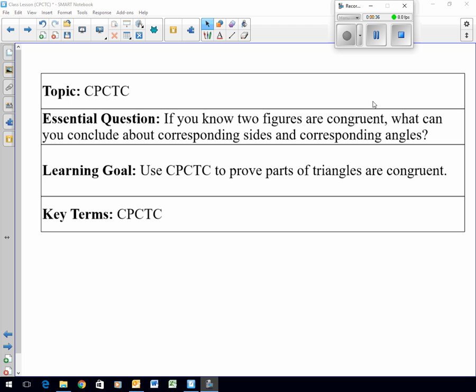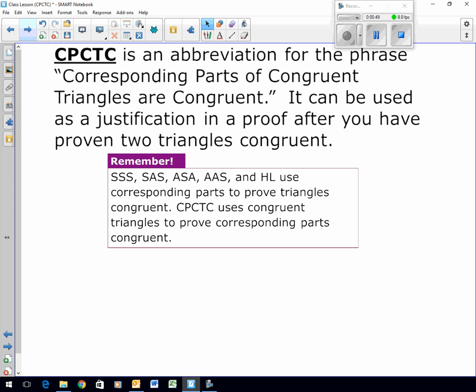Our EQ today: if you know two figures are congruent, what can you conclude about the corresponding sides and corresponding angles? We're going to try and use CPCTC to prove parts of triangles are congruent. So let's jump into it. You need to write that down, probably all of it. CPCTC is an abbreviation for the phrase corresponding parts of congruent triangles are congruent. Get it tattooed on you.